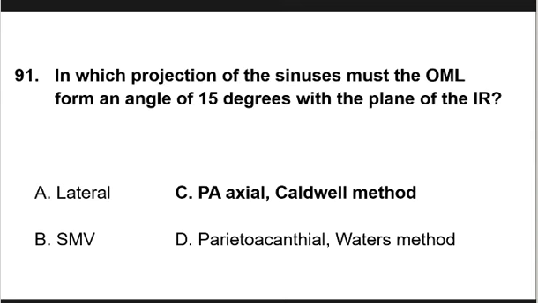In the Caldwell method, the central ray is 15 degrees caudally, and the petrous pyramids or petrous ridges are located in the lower third of the orbit. Once the central ray is angled 15 degrees in the Caldwell method, where can we see the petrous ridges? They can be seen in the lower third of the orbit.